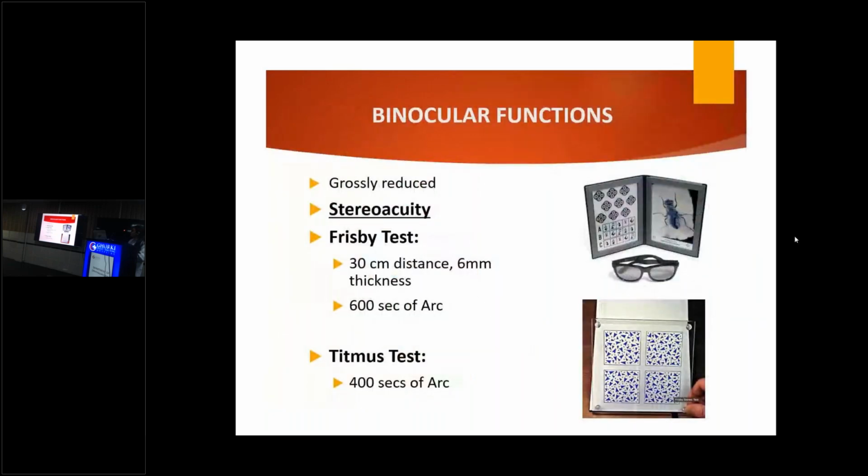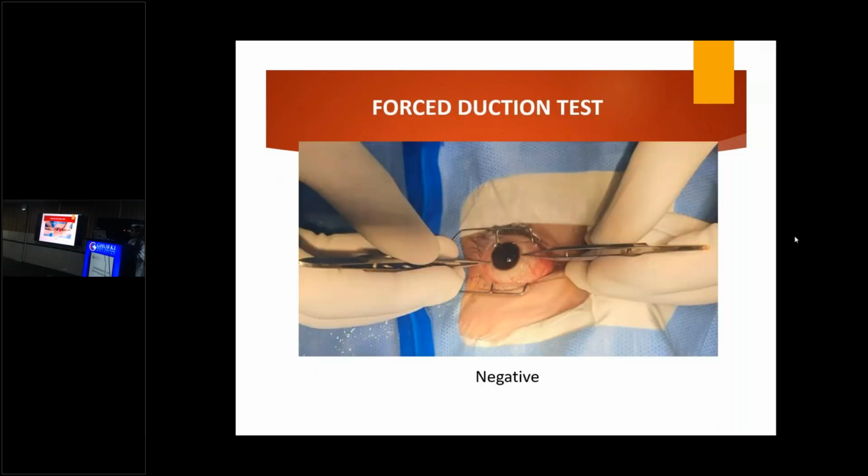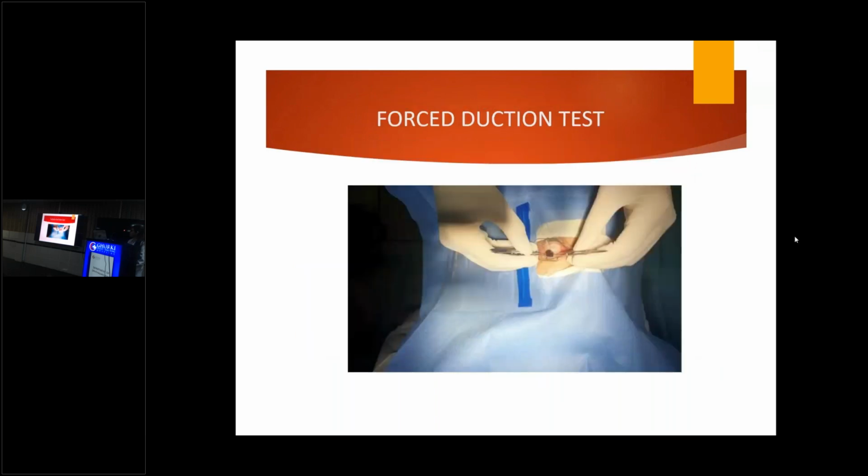The binocular functions of the patient were also done. Frisby test and Titmus test were done, which showed that the stereo acuity of the patient was grossly reduced. This is the picture of the forced duction test of the patient that was done intraoperatively, and it was negative. Here is a video of the forced duction test being done intraoperatively, which came out negative.